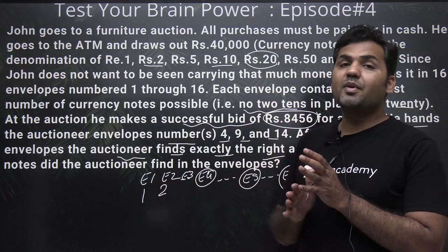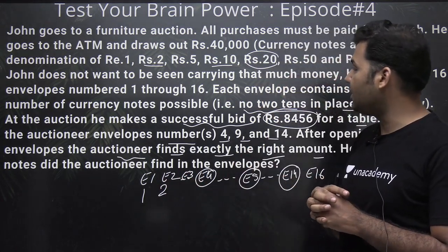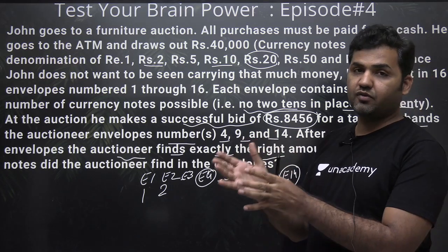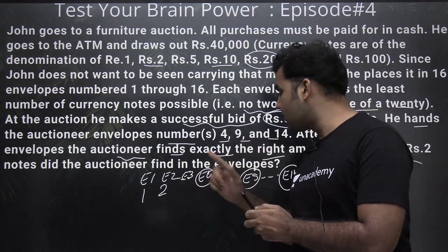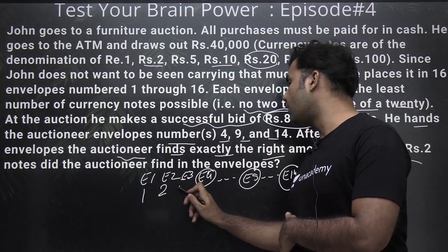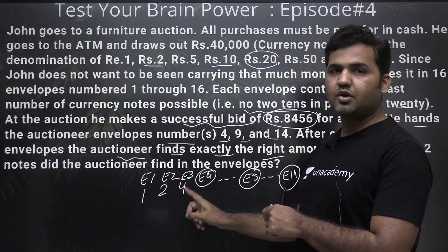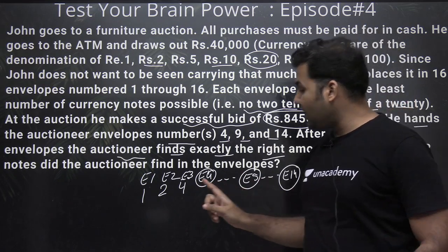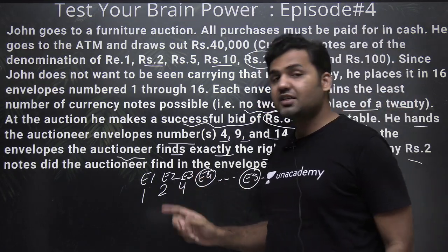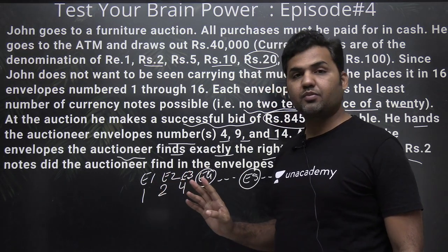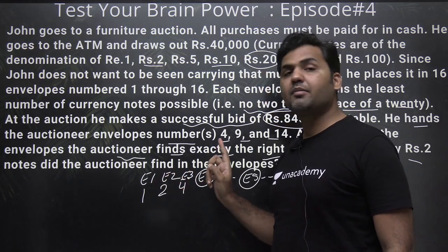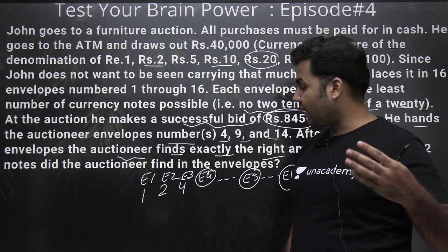But he is not able to pay 4 rupees, right? If he wants to purchase something worth 4 rupees, then he doesn't have any option at this point of time. So in envelope number 3, he will put 4 rupees, by using 2 notes of 2 rupees. Now if he has 4 rupees in envelope number 3, and wants to pay 5 rupees, then he can combine 4 plus 1, 5 rupees. Envelope number 1 and envelope number 3 will be able to pay 5 rupees.